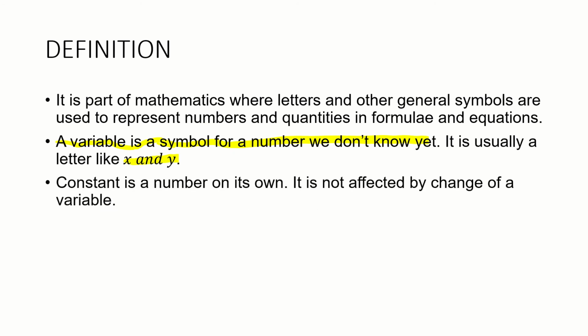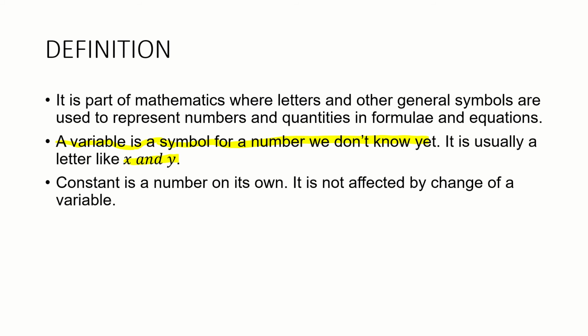A constant is a number on its own. It is not affected by a change of a variable. A variable is a symbol for a number we don't know yet, and obviously that number will be affected by whether it's dependent or independent. Normally you'll have X depending on Y, or Y depending on X.